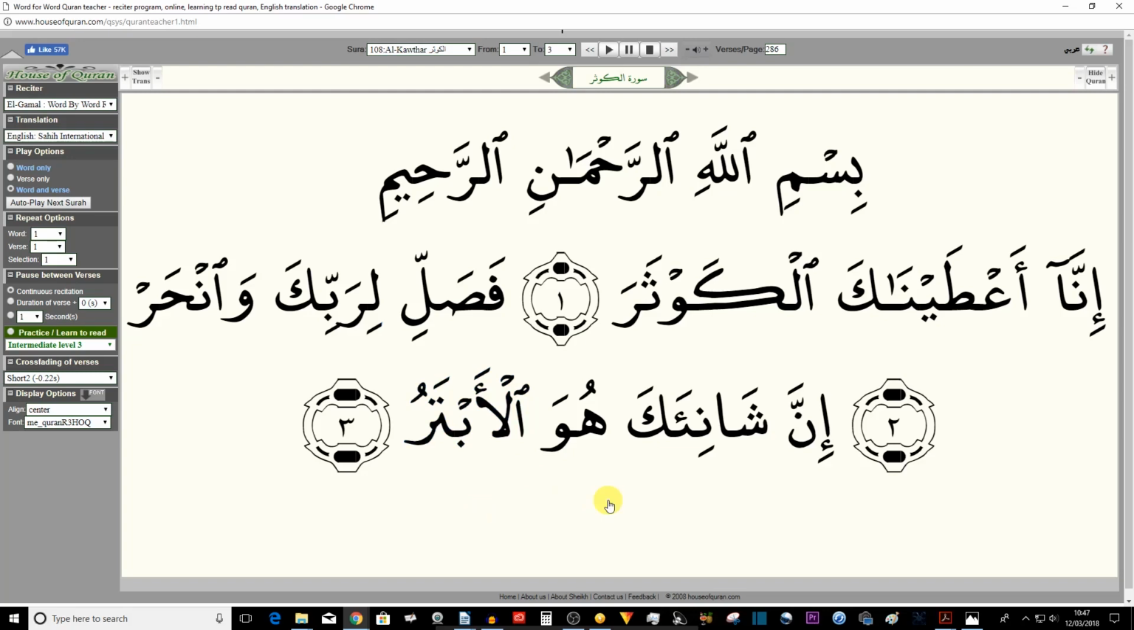So inshallah, now let's listen to one of our brothers to recite this surah. If the next voice you hear is mine, it means I did not get anyone to recite, so please forgive me.